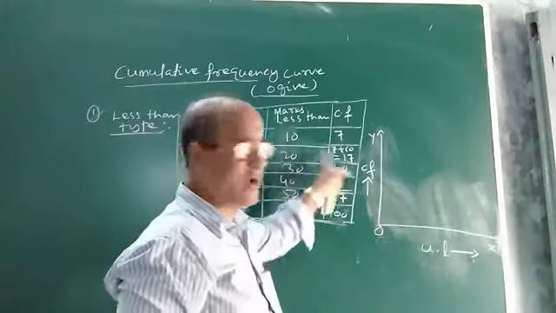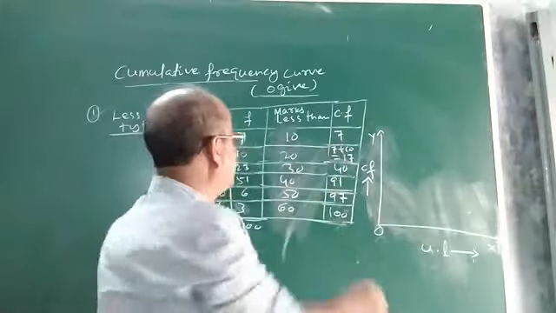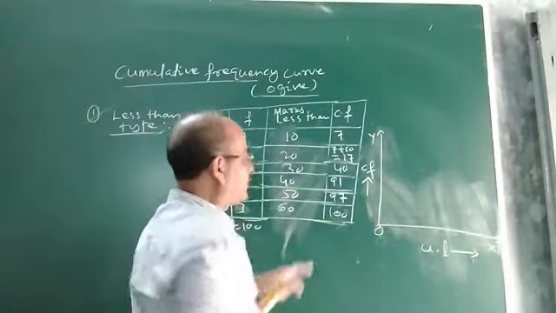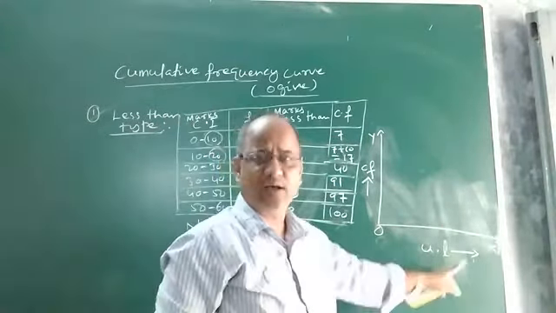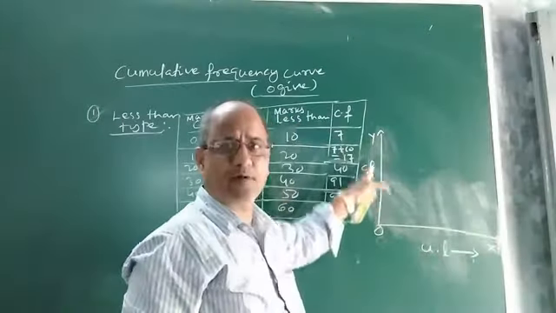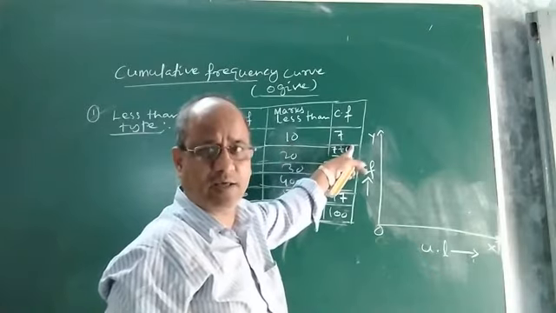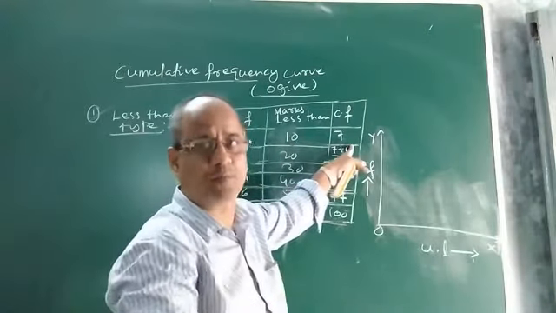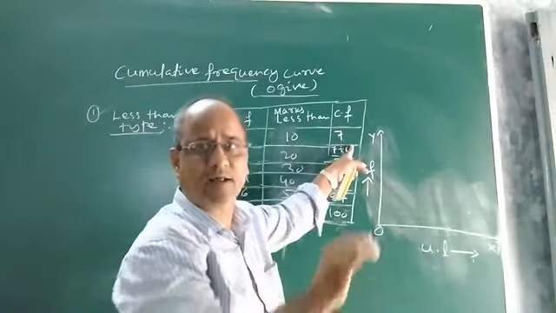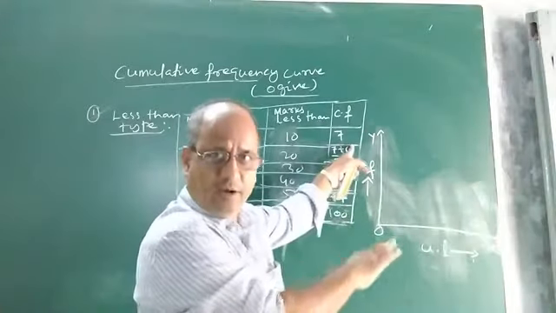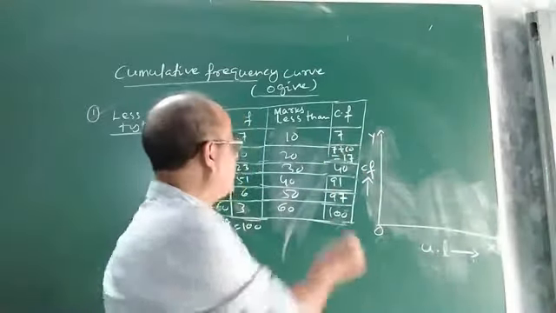Okay. Now these are the points. This is the x-coordinate, this is the y-coordinate, because we have taken the upper limit along the x-axis and cumulative frequency along the y-axis. So if 10 is the x-coordinate, 7 will be the y-coordinate of the point which we are going to plot, by choosing an appropriate scale on the different axes, that is the x-axis and y-axis.